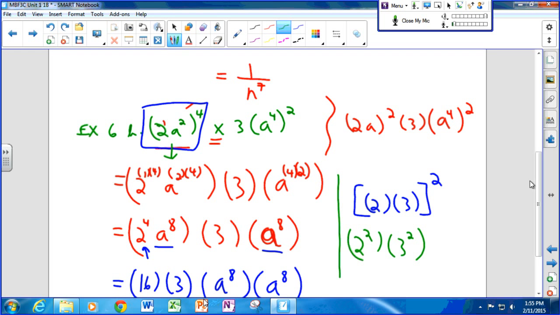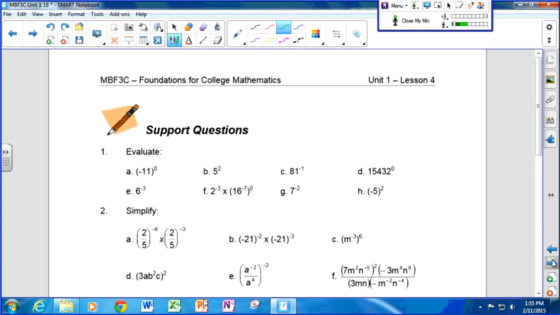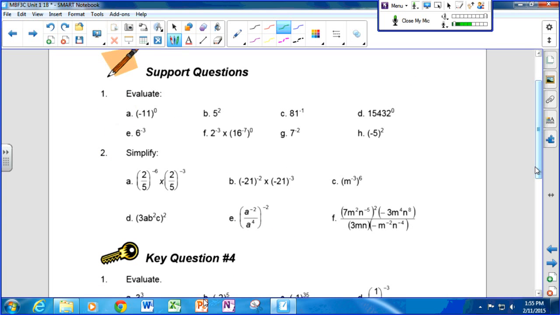And I think the key question 4 is relatively short this time, but just a lot of exponent laws, so something to look at. Okay, let's just keep moving on here. Okay, yeah. So for the support questions, I guess they've given you all the support questions all at once, rather than after each topic.